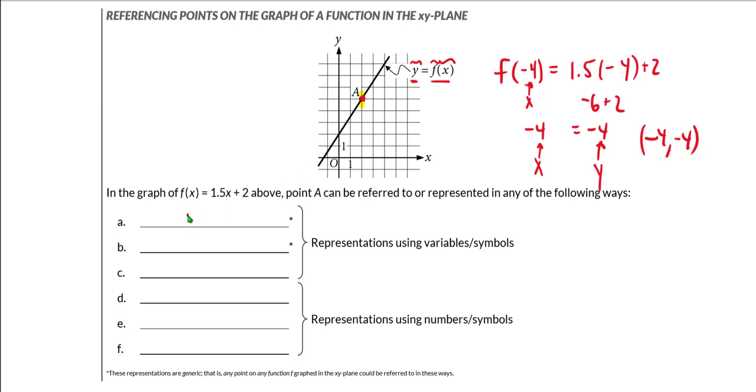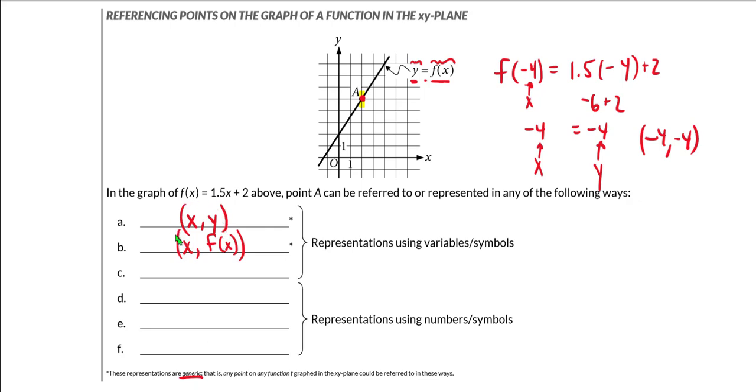the xy plane, and the first one is one we all know and love. That's just the regular old x, y. But remember that because we are plotting function values on the xy plane as the y coordinate, we could also call any point on a graph on the xy plane x comma f of x, because again, y equals f of x. So I could just write f of x in the y position.